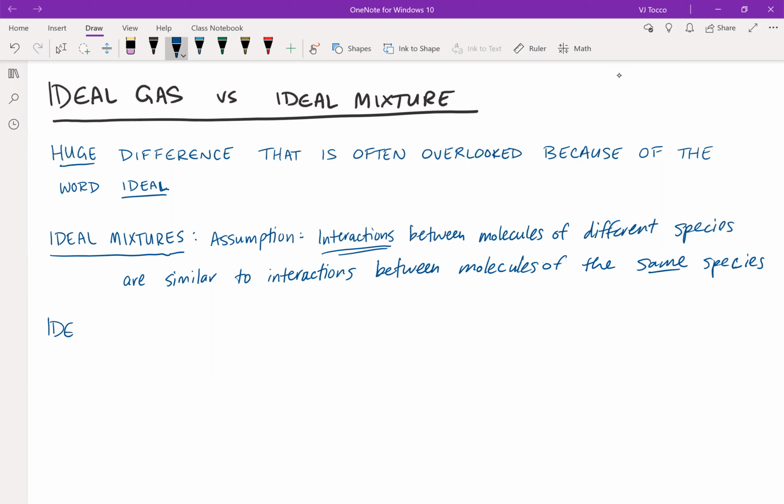In contrast, for the ideal gas, the assumption is that there are no interactions at all. Assume no interactions at all. So this is like the quarantine lockdown where everybody's just sitting at home and nobody's really having interactions with anybody.